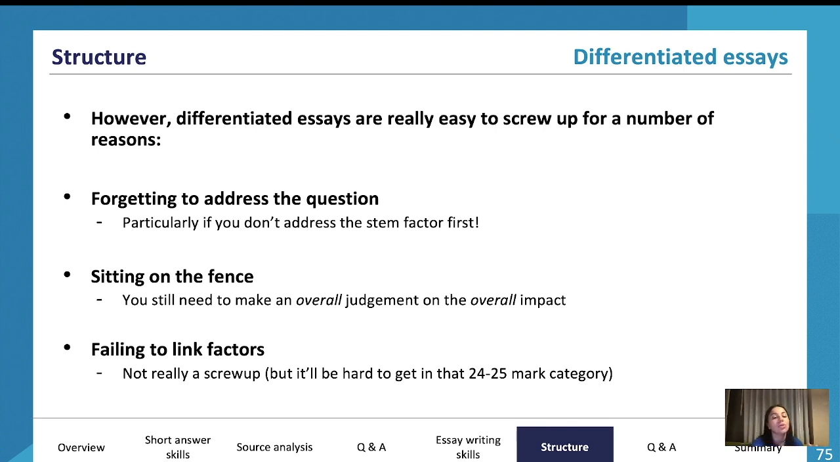Now, you also don't want to sit too much on the fence. You still do need to make an overall judgment on the overall impact. So it's still a judgment to say that they all contributed to it. But you don't want to sit too much on the fence, and you can still have that judgment where one contributed much more. And then failing to link the factors, it's not necessarily a screw up, but it is harder to get in that 24 to 25 mark category, because by linking the factors and saying, well, therefore through this you can see that the NEP was more important than the Civil War, you're really aligning your paragraphs, and they're all really reconnecting.